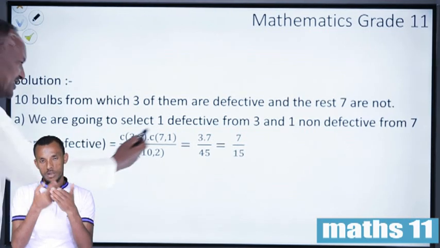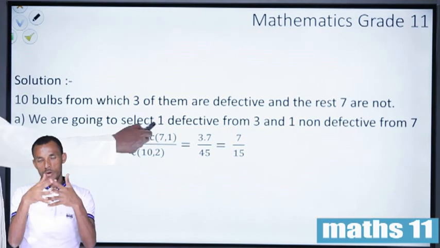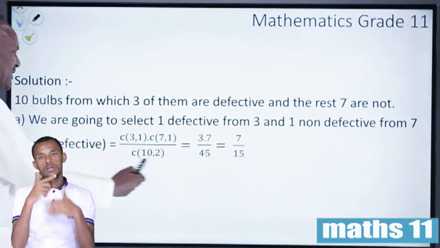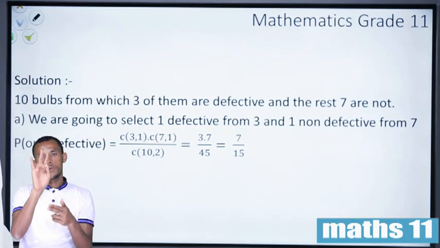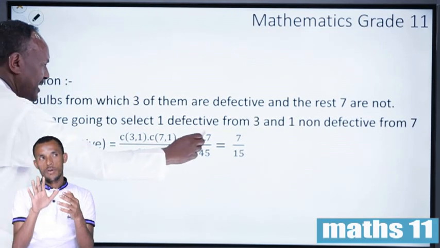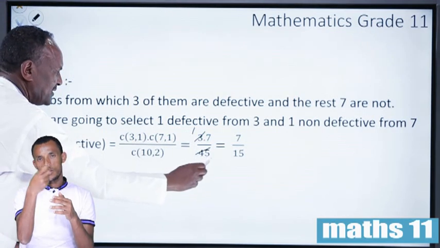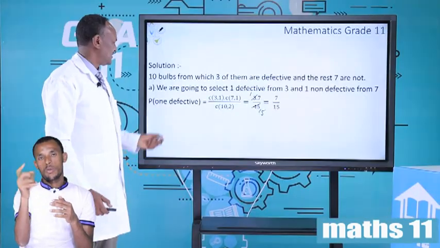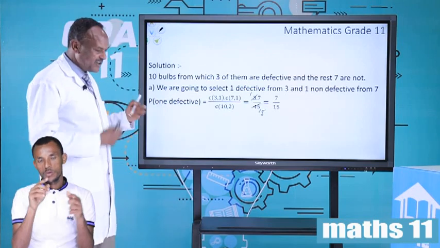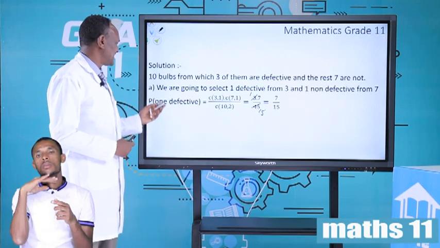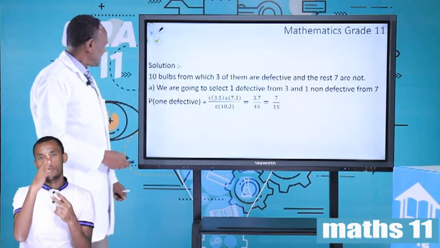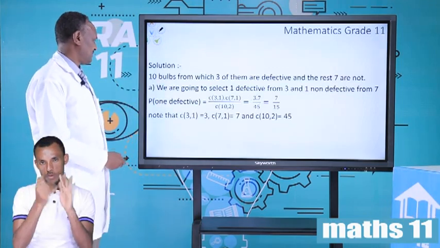When this is evaluated, the combination of 3, 1 and 7, 1 gives 3 times 7. The combination of 10, 2 is equal to 45. When we simplify by 3, you will have 1 by 3 to be equal to 15. 7 over 15 it is. That is the probability of the 1 defective one. The person should select that 1 defective one. Take the second one also.